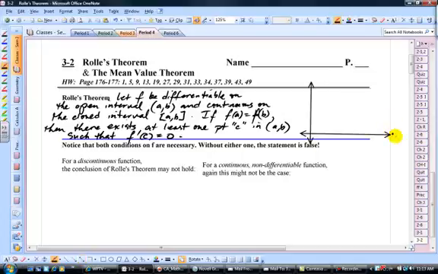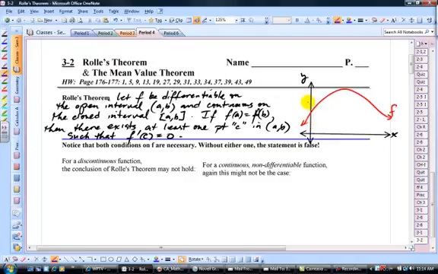Okay, so suppose we have the x and y axes over here. And let's just put a function in here. I'm going to draw it in red. So there's our function f. It could be any function, by the way. But it has to be differentiable on the open interval and continuous on the closed interval from a to b.